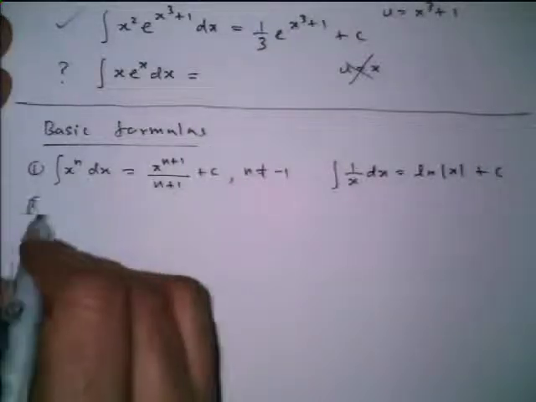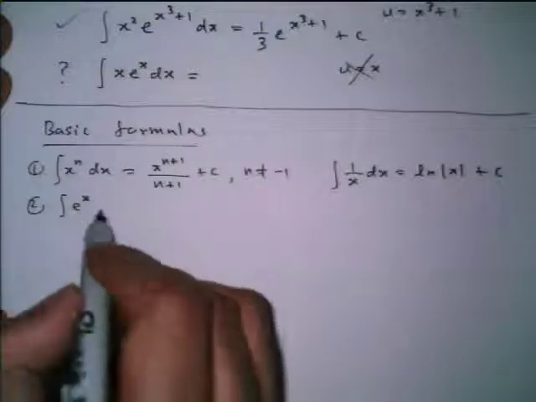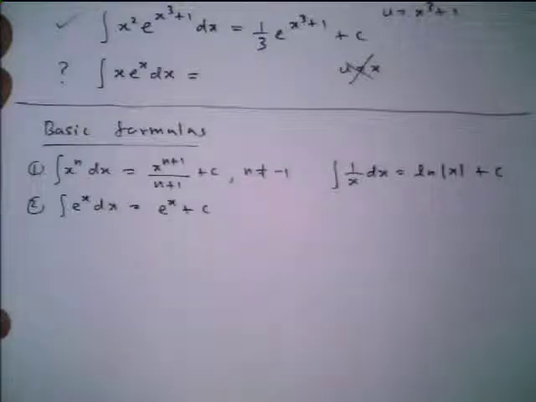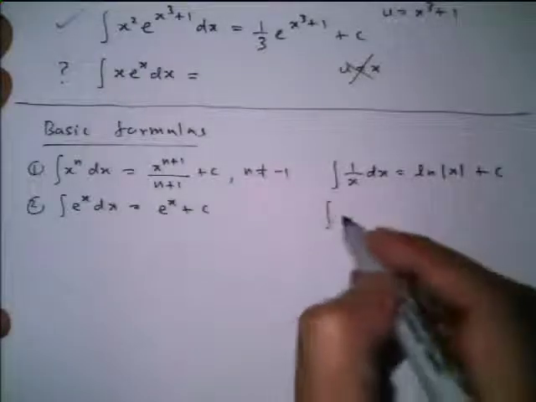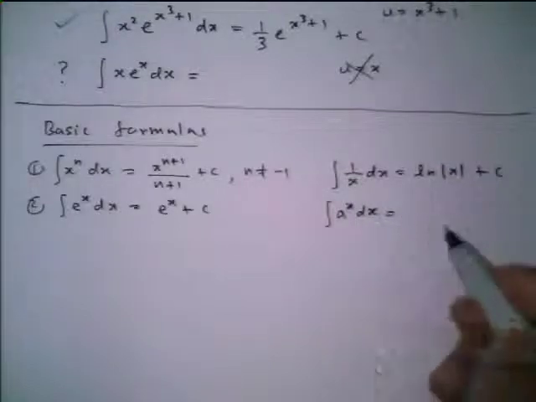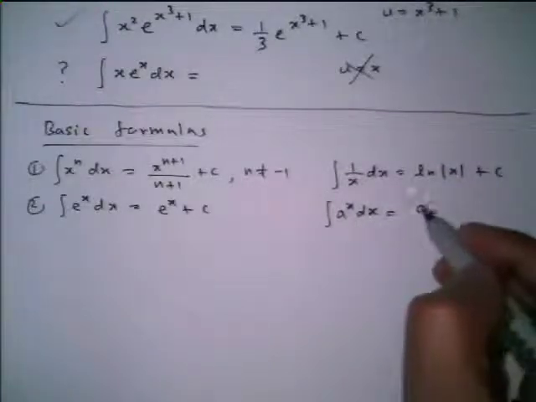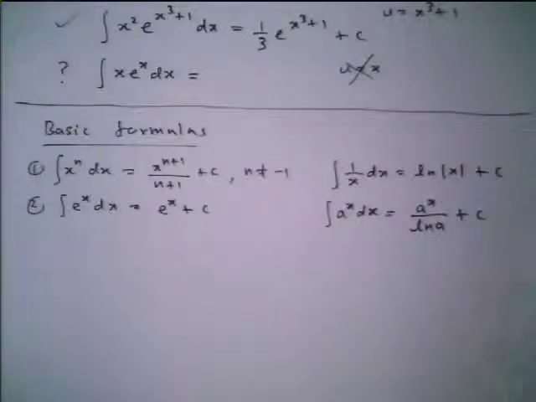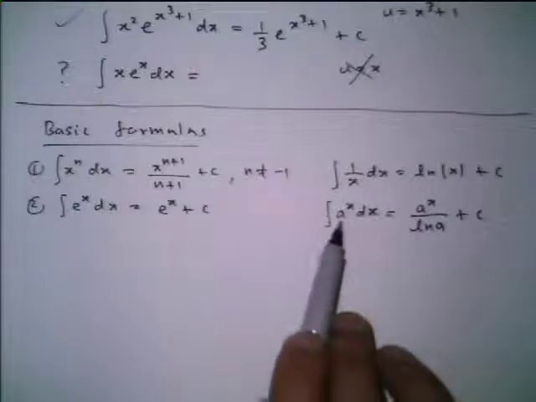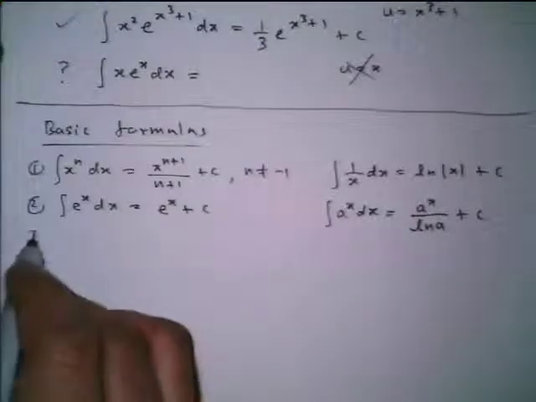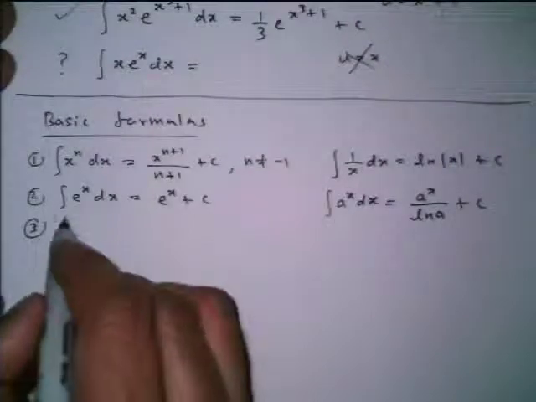The second one, for the exponential function, the integral of e^x dx is e^x plus c. If we have other bases, like the integral of a^x dx, where a is not equal to e, what are we going to get? You're going to get a^x over ln a plus c. You can see that when you put a as e, ln e is 1, so you get the same formula. And the third one is the trig functions.